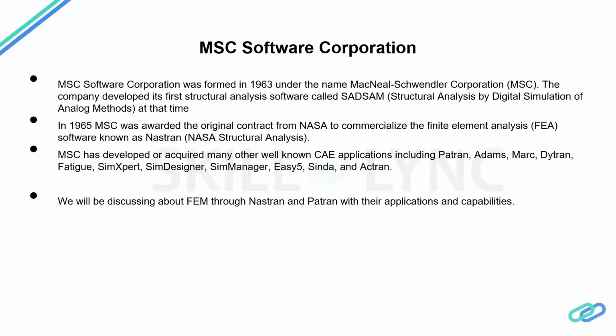So these two people basically formed a group and they started developing, and they started forming these programs into packages and trying to give various people, trying to collect their feedbacks and develop the programs further and further, and that is how the company started. So the company developed its first structural analysis software called SATSAM, which is basically an abbreviation, structural analysis by digital simulation of analog methods. So this is back in 1963.